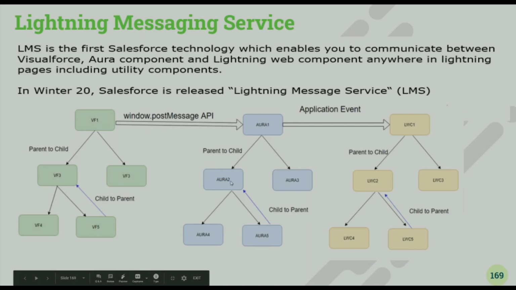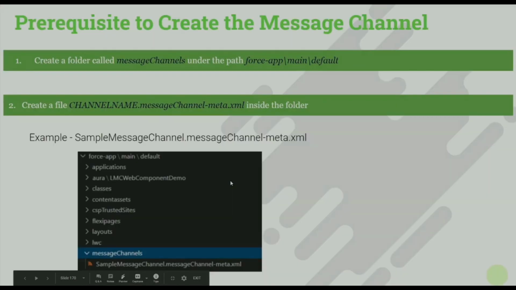So let's see how we can set up Lightning Message Service in our project. There are some steps and we have to follow them very carefully. The first step is to create a folder called messageChannels under the path force-app/main/default. So let's go to our VS Code and create a folder under force-app/main/default.